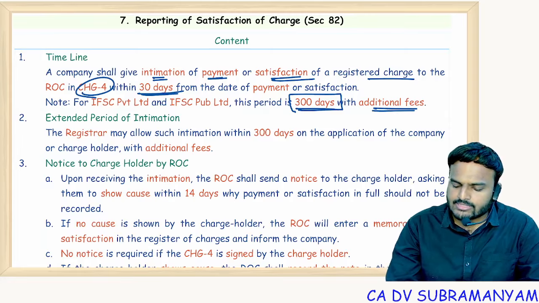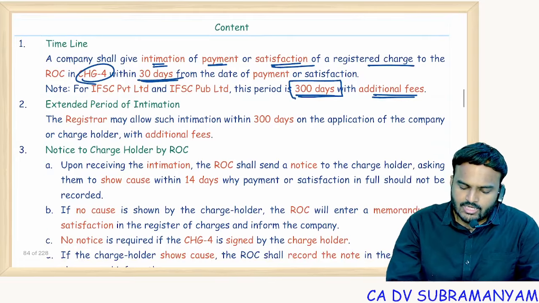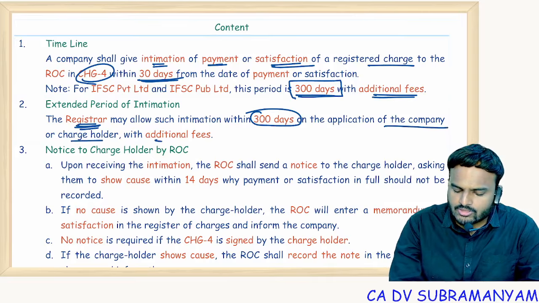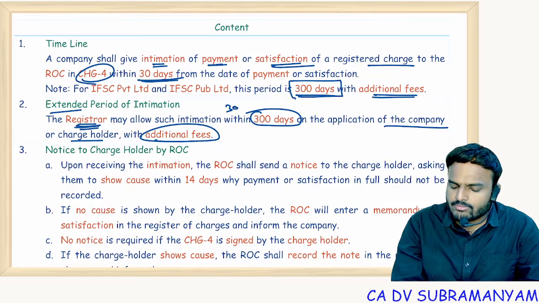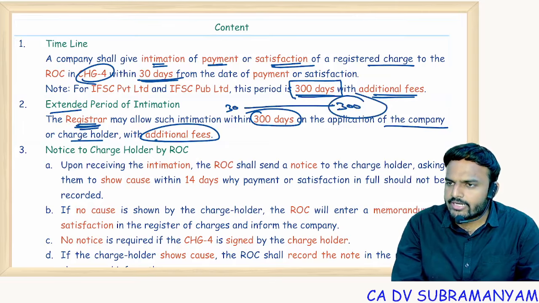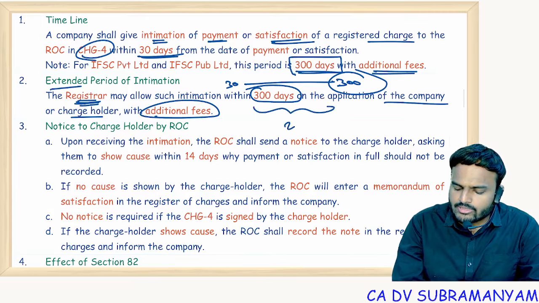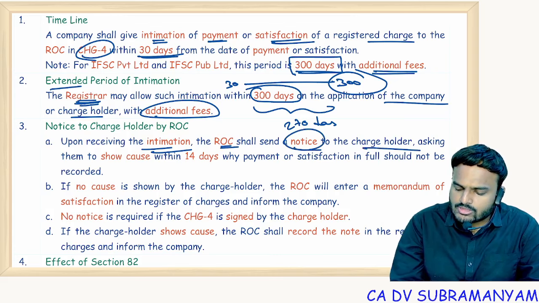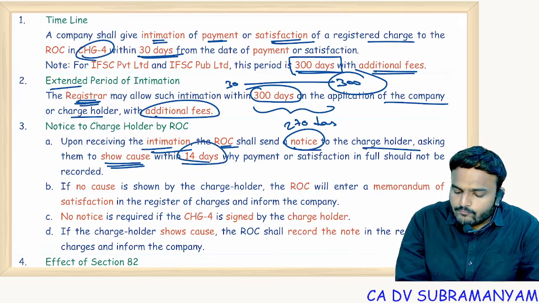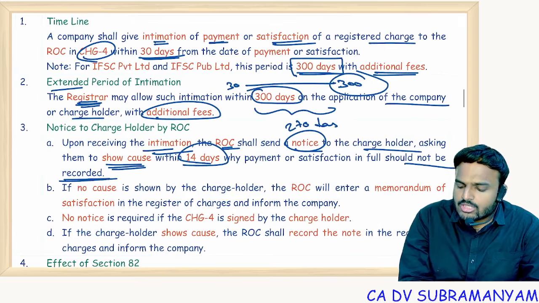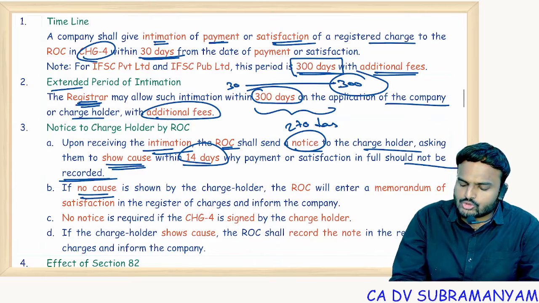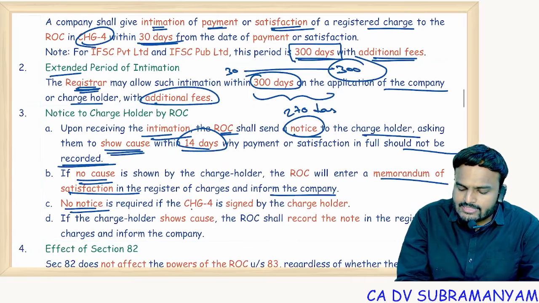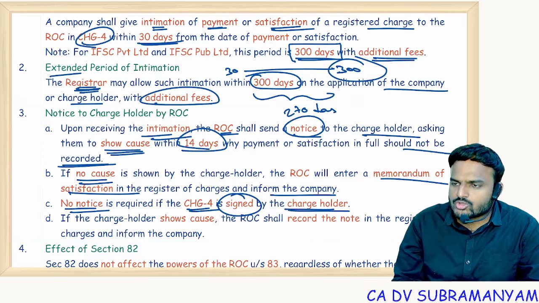For IFSC companies, the period is 300 days with additional fees. The ROC may allow such intimation within 300 days on application of the company or charge holder with some additional fees. Normal time limit 30, extended time limit 300. That means how many extra days will you get? 270 days extra. Upon receiving the intimation, the ROC sends a notice to the charge holder to show cause within 14 days why satisfaction of charge should not be recorded. If no cause is shown, the ROC will enter a memorandum of satisfaction and inform the company. No notice is required if CHG4 is already signed by the charge holder.